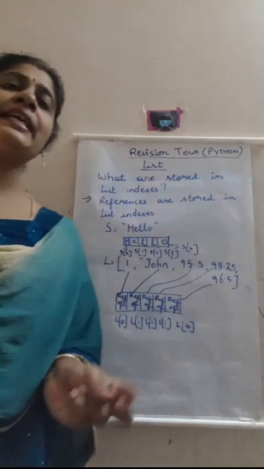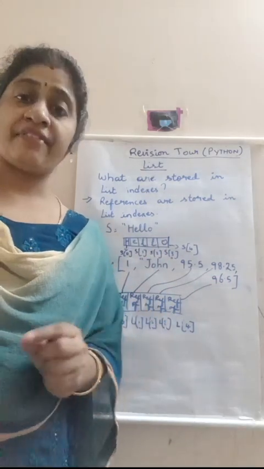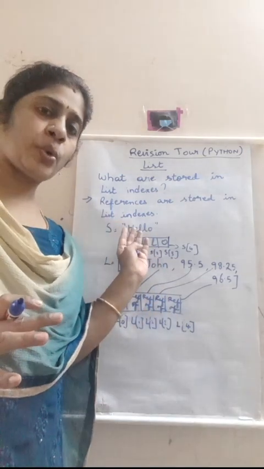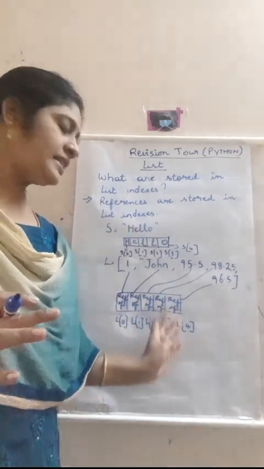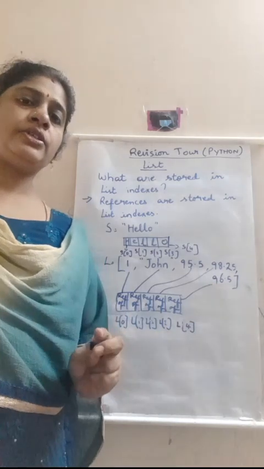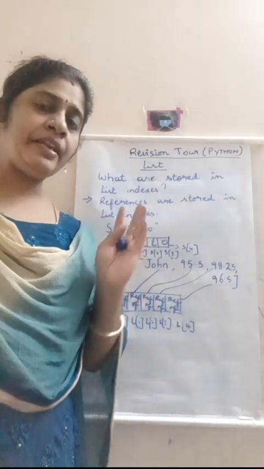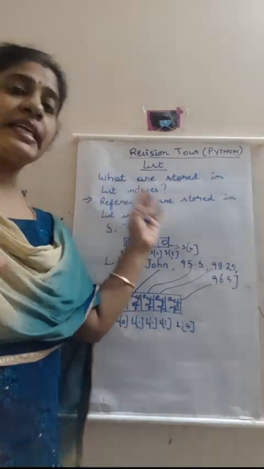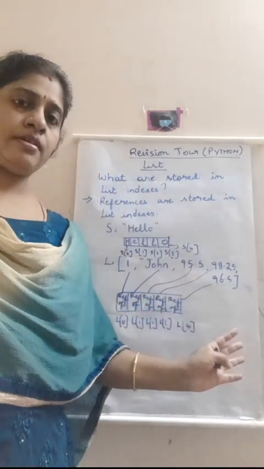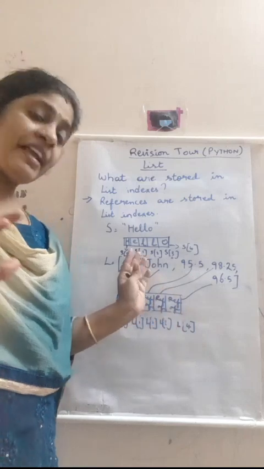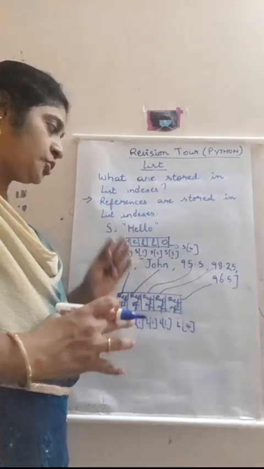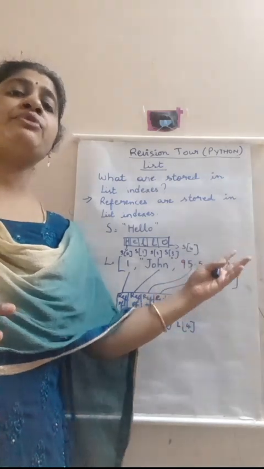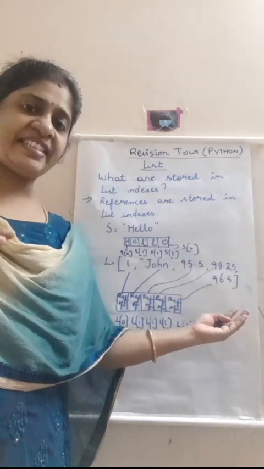So what is exactly getting stored in the indexes is references, not the values like we stored in a string. The references are getting stored here. So this is the difference between a string and a list: in the list indexes the references are stored. And why? Because we are storing different data types, different types of values, and the size cannot be fixed.